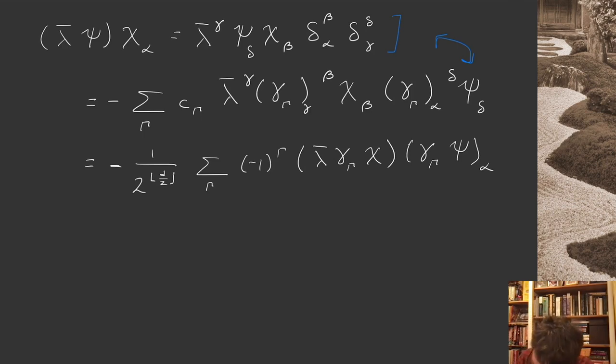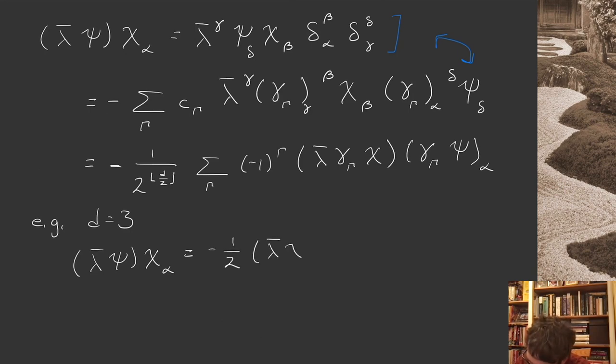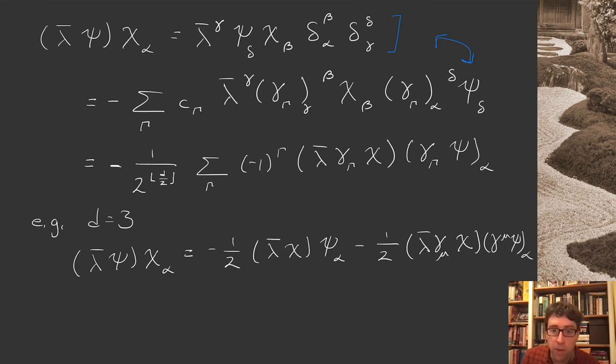So for example, in D equals 3, I could write lambda bar psi chi alpha. There are just 2 terms, in fact. I'm going to have minus a half lambda bar chi psi alpha. That's the identity matrix in my basis. And then there's another term, minus a half lambda bar gamma mu chi, and then gamma mu psi alpha. So there are, in fact, just 2 terms in 3 dimensions. This gamma mu nu would be linearly dependent on the other gammas, and there's no gamma 5 in 3 dimensions, so I don't have to worry about that. So they're just these 2 terms.